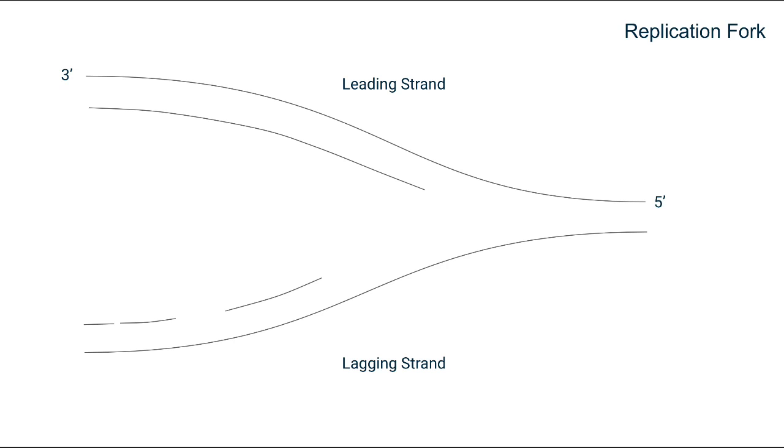It's considered the lagging strand as discontinuous replication occurs, making Okazaki fragments, as replication only occurs in small pieces. The lagging strand goes from 5' to 3' towards the replication fork, as the two strands are antiparallel, making replication occur in the opposite direction of the replication fork.